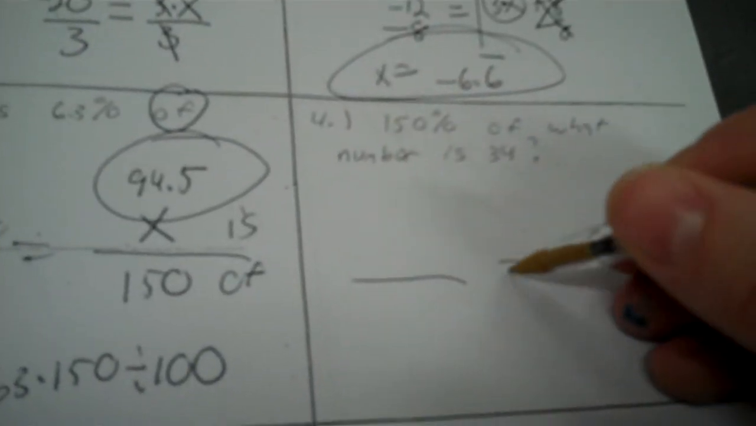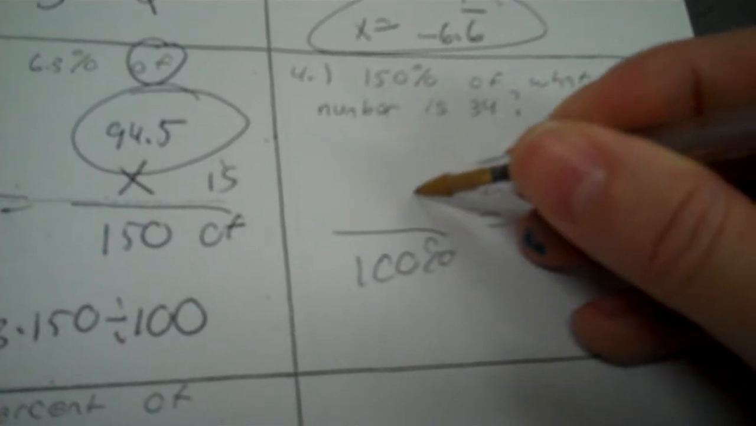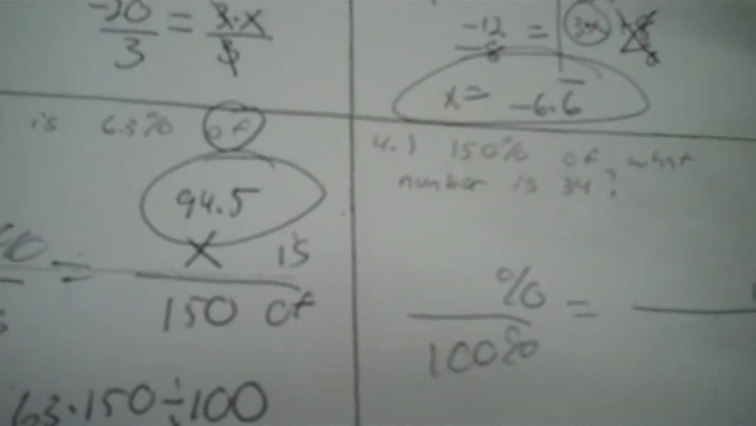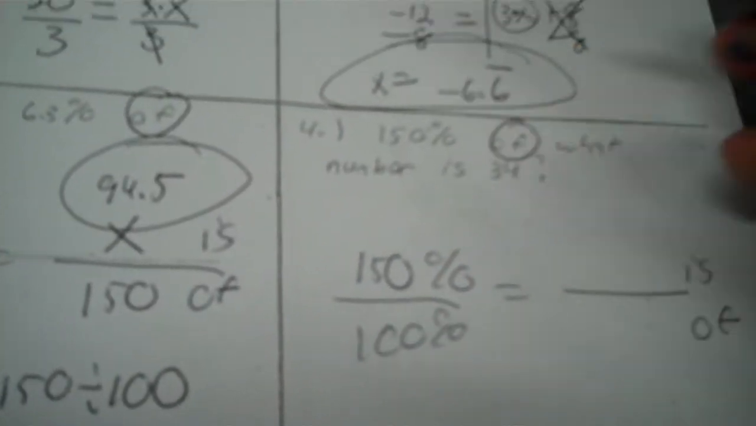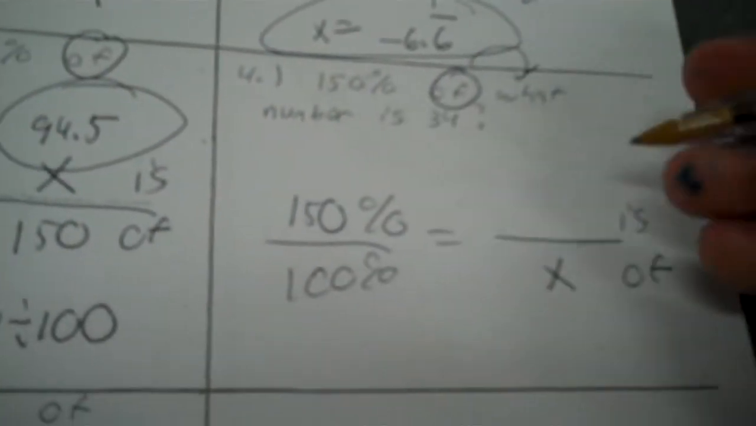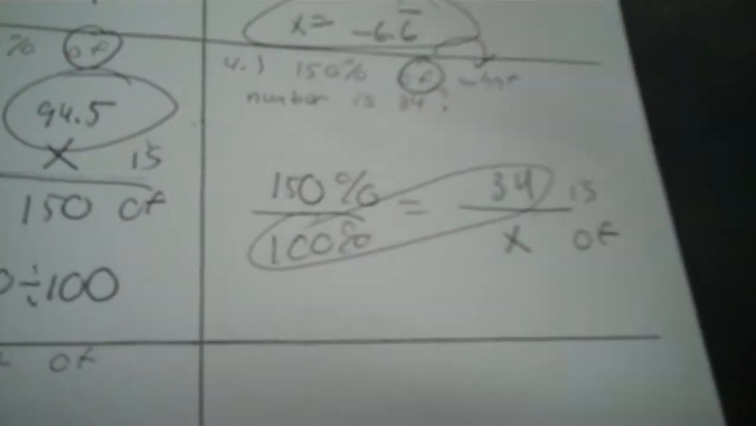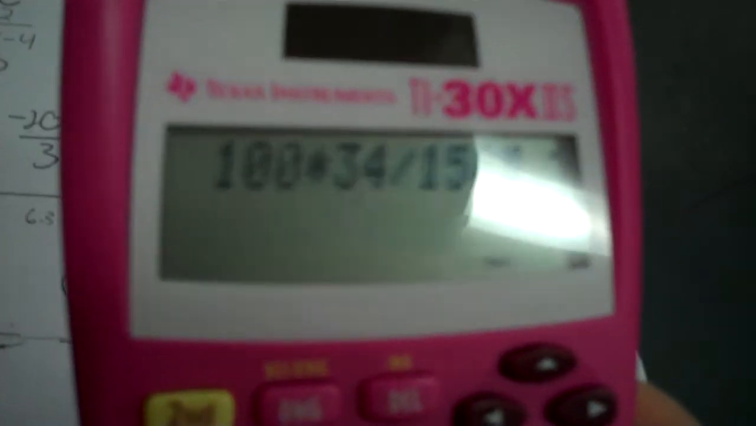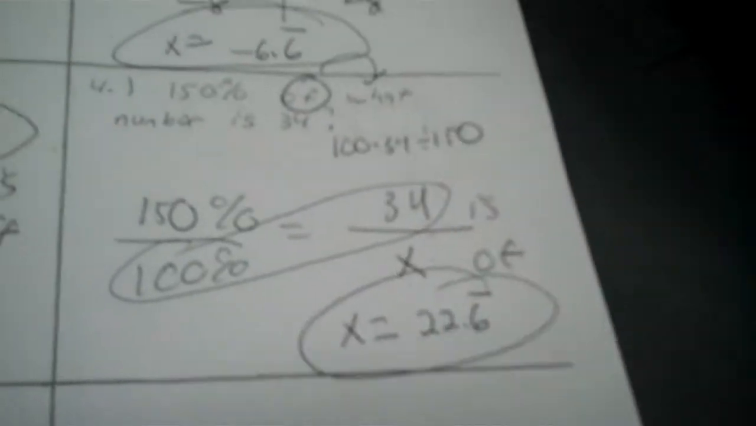Okay, next one. 150% of what number is 34? Okay, so one of them has a percent, so I have 150%, and after of, it says the word what. That means I don't know the of, it's x. Then is 34. Then I cross multiply, 100 times 34 divided by 150, and I find my answer. Okay, I got 22.6 repeating. Don't put a percent sign on that. When the x is in the is or of, it's just a number.